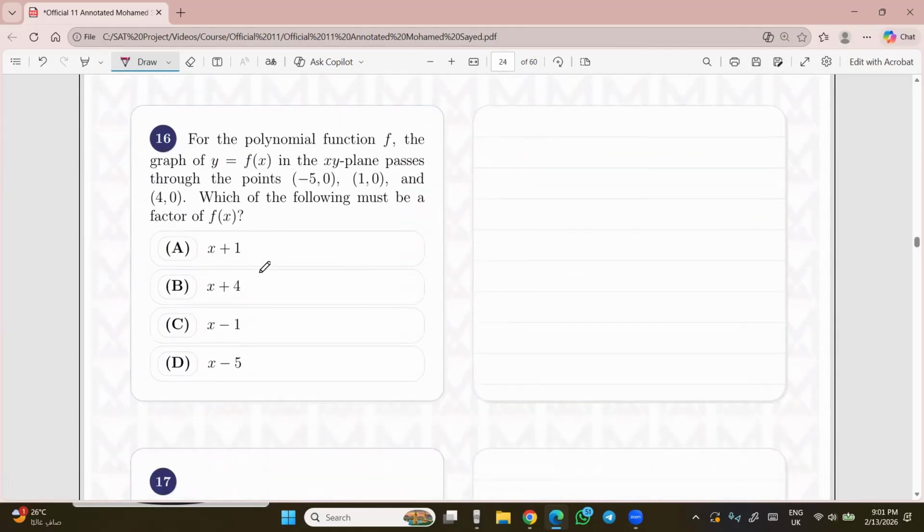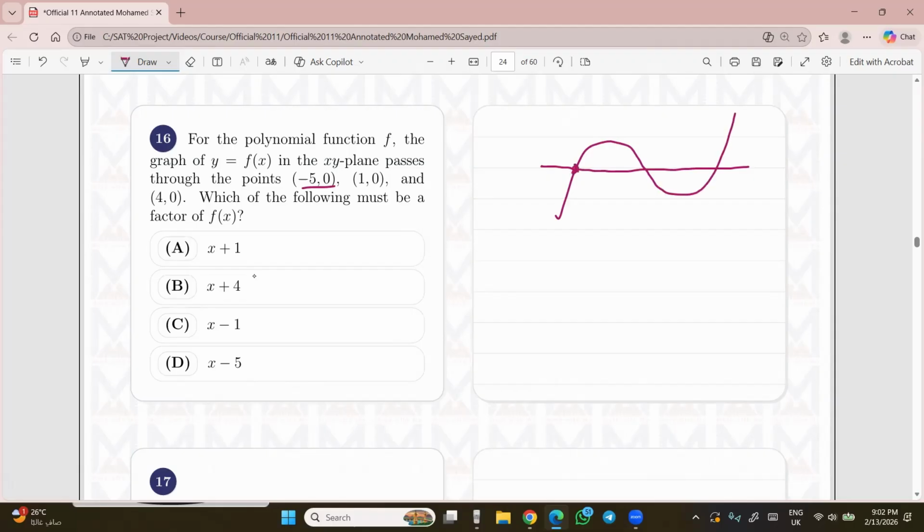Question number 16. For the polynomial function f, the graph y is equal to f of x in the xy plane passes through the points (-5, 0), (1, 0), and (4, 0). Which of the following must be a factor of f of x? We need to consider something very important. These points are called the x-intercepts because they contain y equal to 0. So maybe the graph is something like this.